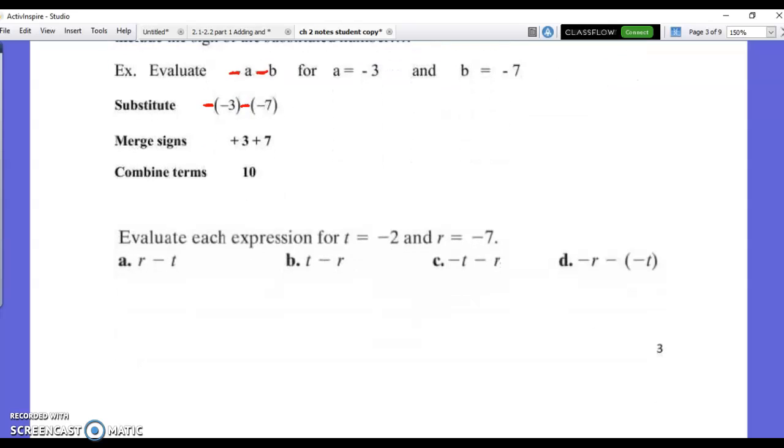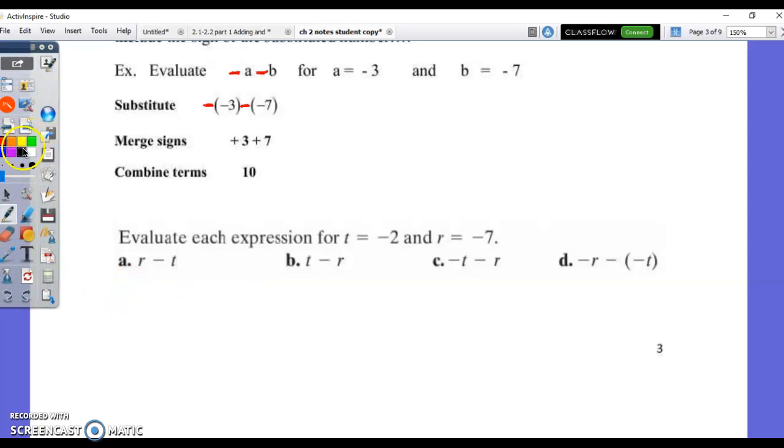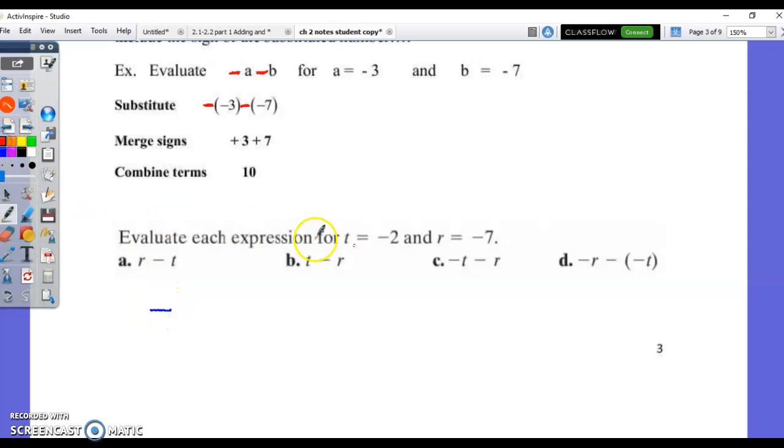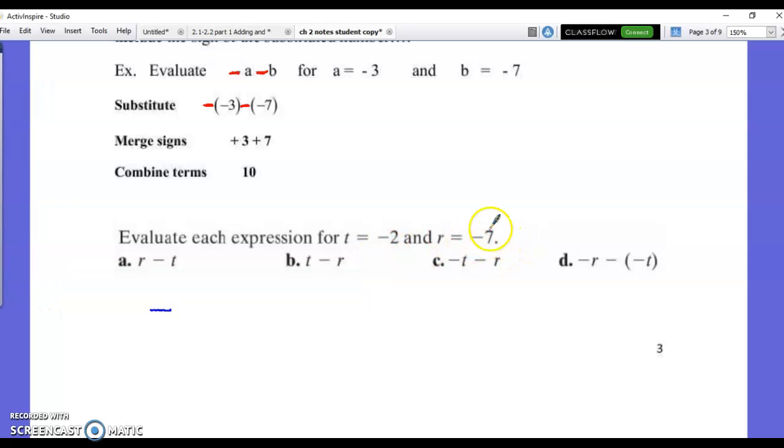So these are practices with substituting, and there's going to be a worksheet that goes along with this too. We'll go ahead and pause here and practice, or I'll do a couple, and then you guys practice on the last ones. If I'm looking at this, r minus t, that minus is already going to be in that problem. So now we are inputting, in parentheses, a negative 7 for r, and a negative 2 for t.